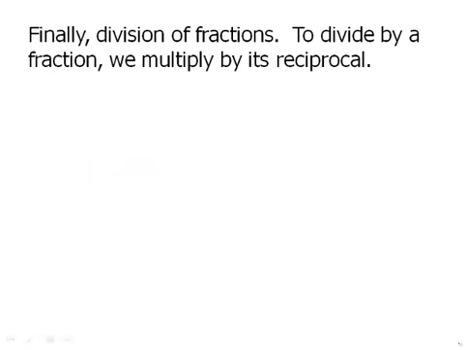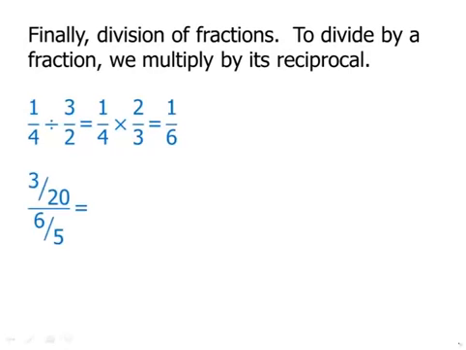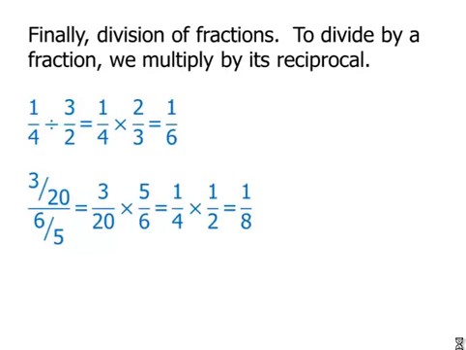Finally, division of fractions. To divide by a fraction, we multiply by its reciprocal. So if we have 1/4 and we divide by 3/2, this is 1/4 times the reciprocal, 2/3, and of course we can cancel and we get 1/6. If we take the fraction 3/20 and divide by 6/5, of course we can multiply by the reciprocal, 3/20 times 5/6. We can do a little canceling, and once it's simplified, then we can get an answer.